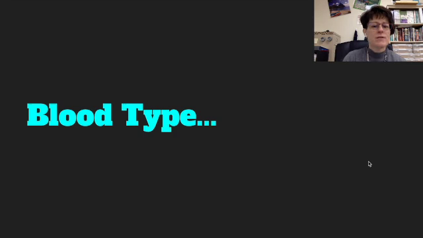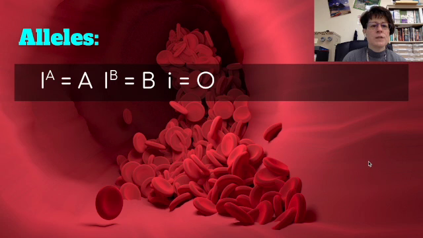Blood type is also codominant. So the alleles for blood type are big IA for type A, big IB for type B, and little i for type O blood. Type O blood is recessive, and A and B are codominant in blood type. I don't know where the I's came from, so if you're wondering that, I can't tell you that.